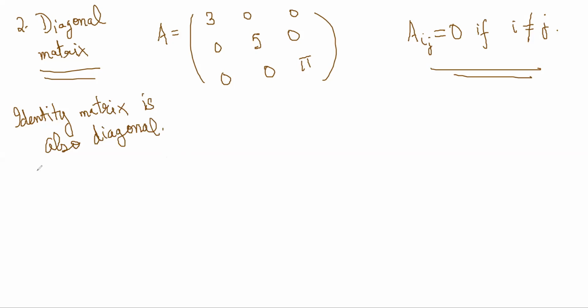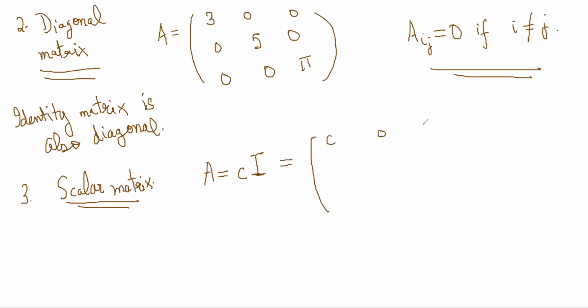Okay, so the next one that we'll look at is the scalar matrix. A scalar matrix is basically any matrix A which is a scalar multiple of the identity matrix. So it will look like C 0 0, 0 C 0, 0 0 C. This is a scalar matrix. It is a scalar multiple of the identity matrix, right? So any identity matrix you take and multiply with a constant number, a scalar, that is a scalar matrix.